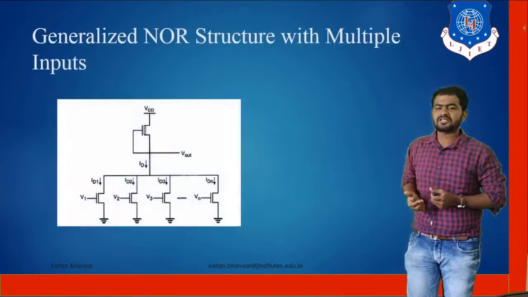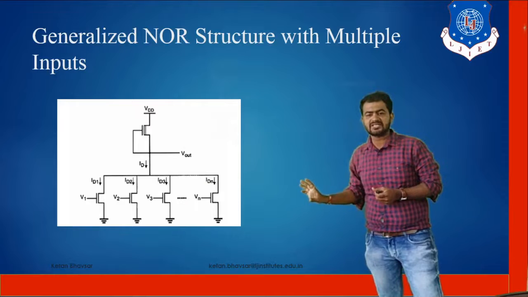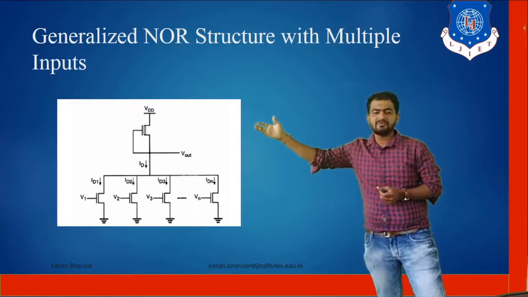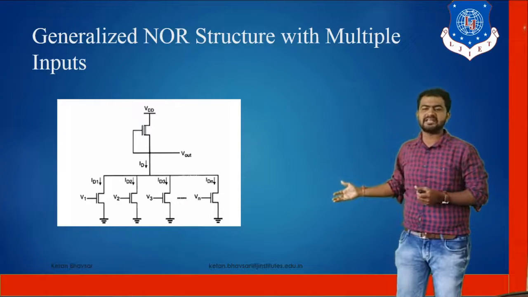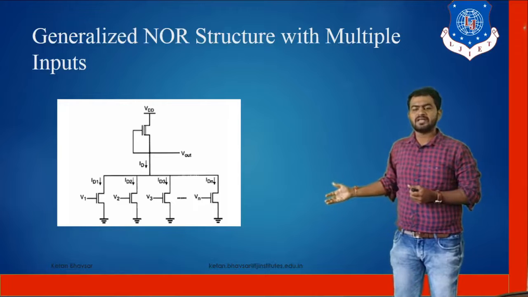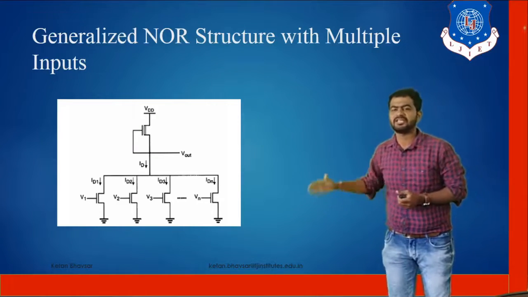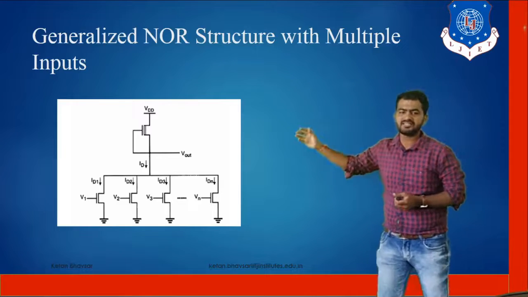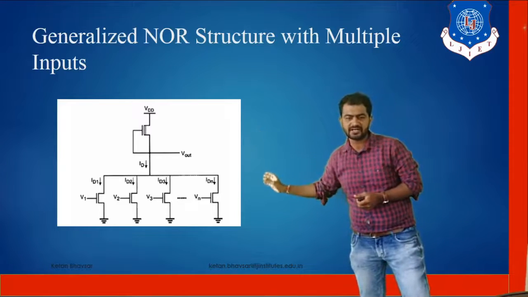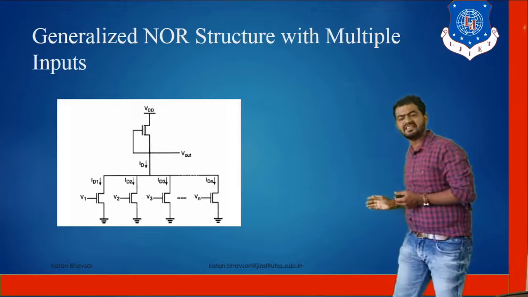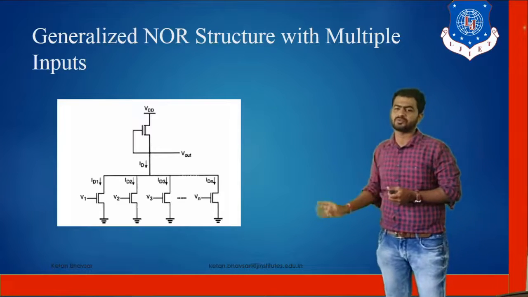Now let's generalize to the multiple input structure. Suppose you are talking about the multiple structure, what does that mean? You are taking only one PMOS and a number of NMOSes connected in this manner. It's more than one input logic. Right now we are focusing on multiple inputs. As you can see, for the configuration, drain current ID, V1, V2, V3, up to Vn are the multiple inputs connected.